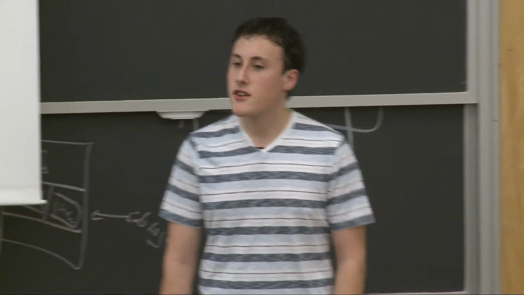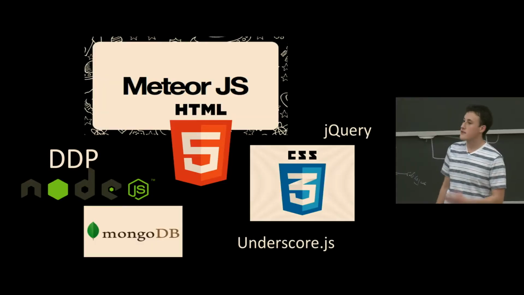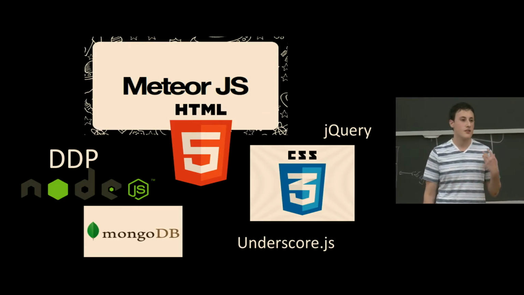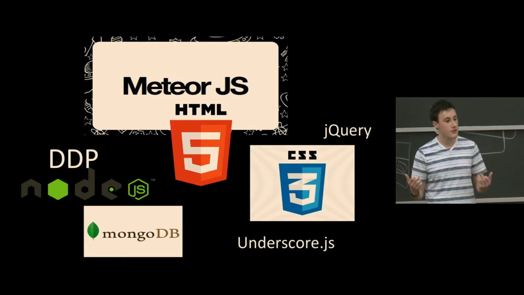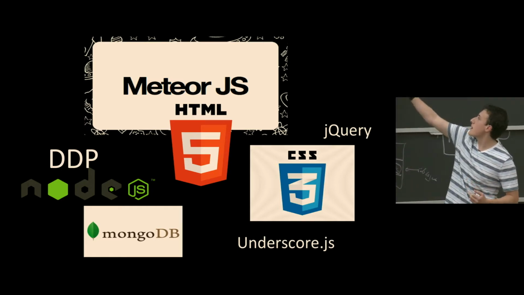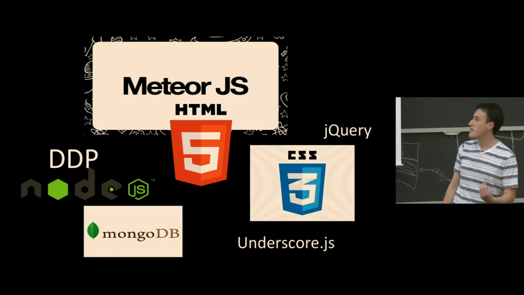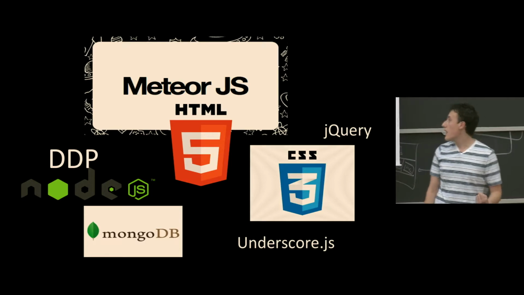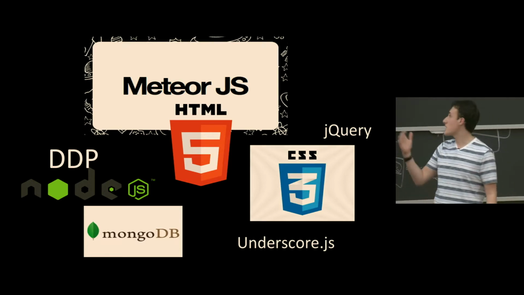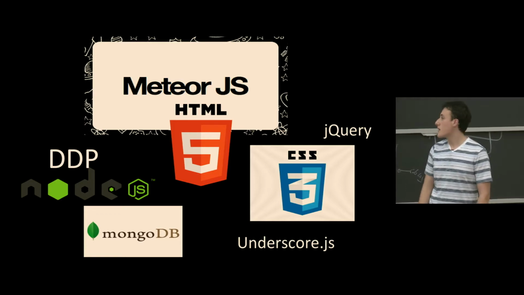So this slide shows just some of the major technologies that Meteor.js gives to you. Meteor is not a new technology on its own. It's really a conglomeration of all these different things we have on the internet, as well as HTML, CSS, JavaScript. We have some technologies like Node.js, which is what allows you to run JavaScript on the back end on your server, as well as some JavaScript libraries like jQuery, underscore. All of these will be familiar to you by the end of the semester.